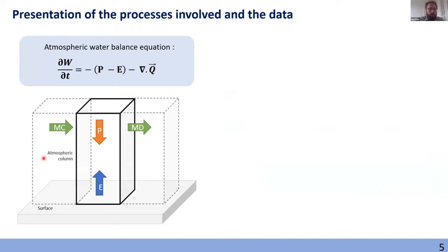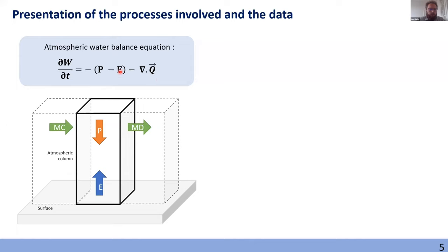So here I included the equation of the atmospheric water balance. This equation can be understood as the variability of the precipitable water through time being equal to the combination of three processes: the precipitation, the evaporation, and the moisture convergence.